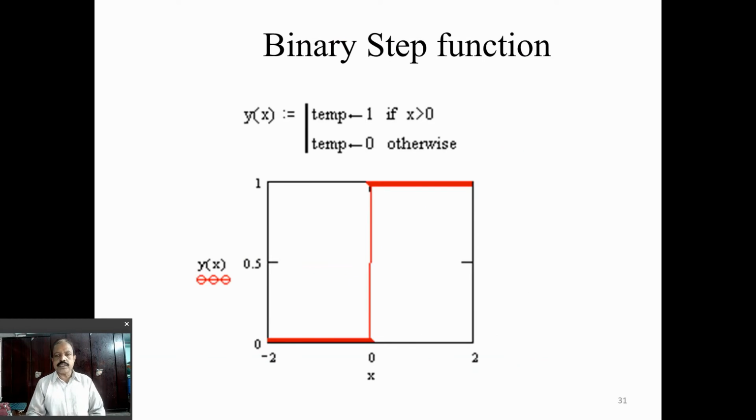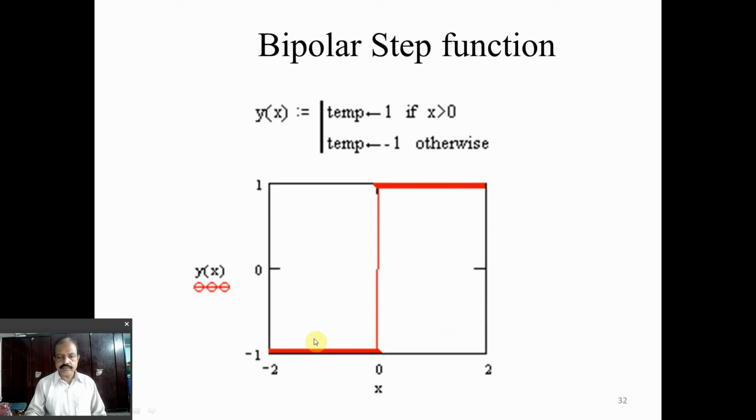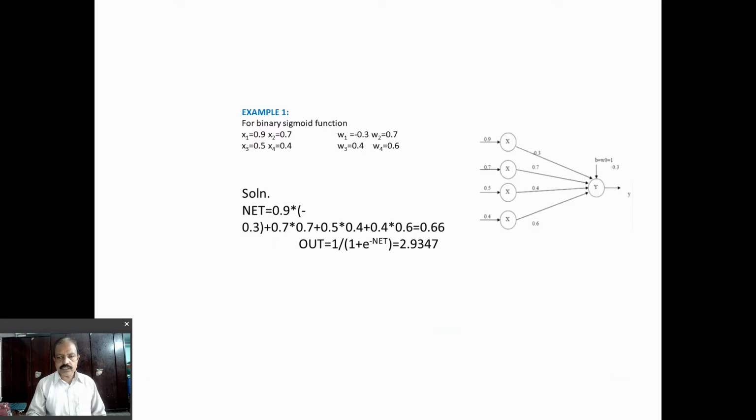Similarly, we are going for the step function. In the step function, it is just like the steps you see in staircases. Here, if x is greater than 0, then y of x is equal to 1, otherwise it is 0. You can see the same thing. Fine. So the bipolar step function and all these things you can see.